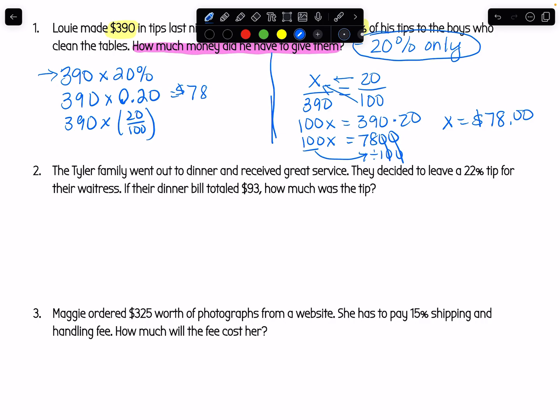Okay. Next problem, the Tyler family went out to dinner and received great service. They left a 22% tip for their waitress. If the dinner bill was $93, what was the tip? So I'm going to make the assumption that the dinner bill is just for dinner, not the total service or the total I have to pay in order to leave. I'm going to assume that it is $93 for the food only.